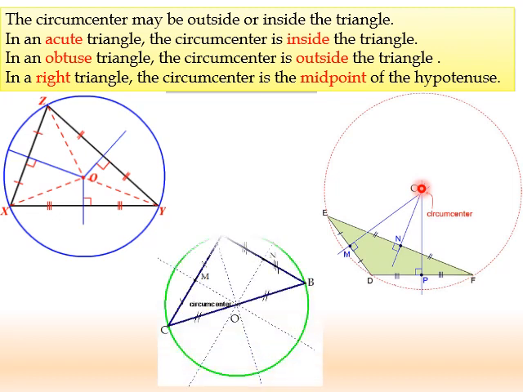In a right triangle, the circumcenter, here for example, CAB is a right angle, so the triangle CAB is right. If I draw the perpendicular bisectors of the three sides, the intersection point is the midpoint of the hypotenuse. What do you mean by hypotenuse? It's the side facing the right angle. Here, the right angle is CAB, the hypotenuse is CB. If the triangle is right, and this is a very important point, the center of the circle is the midpoint of the hypotenuse. Okay, you have to memorize well this idea.